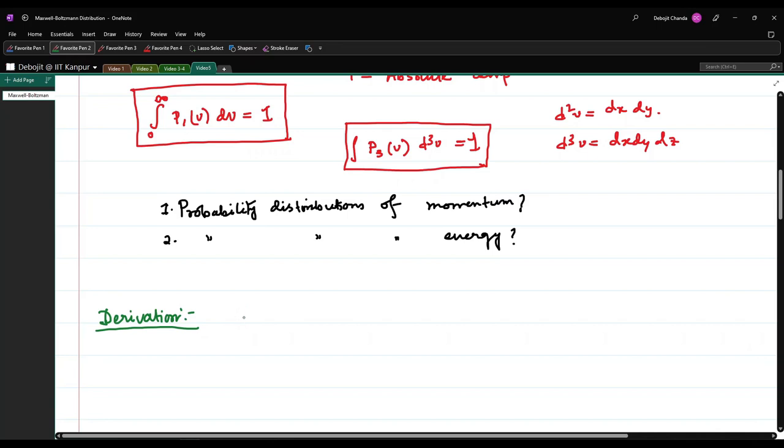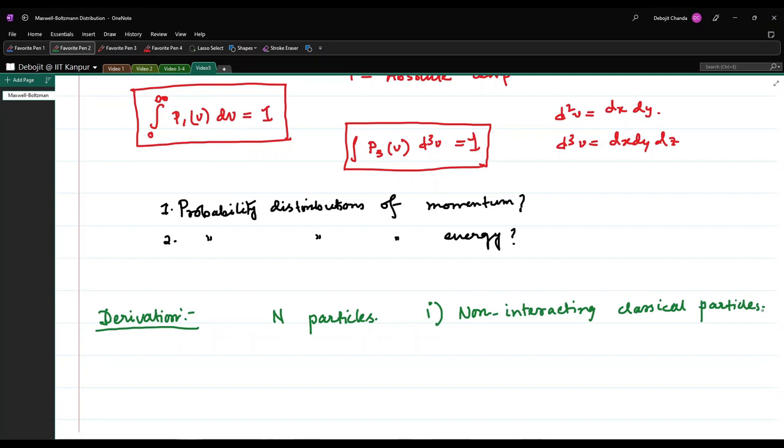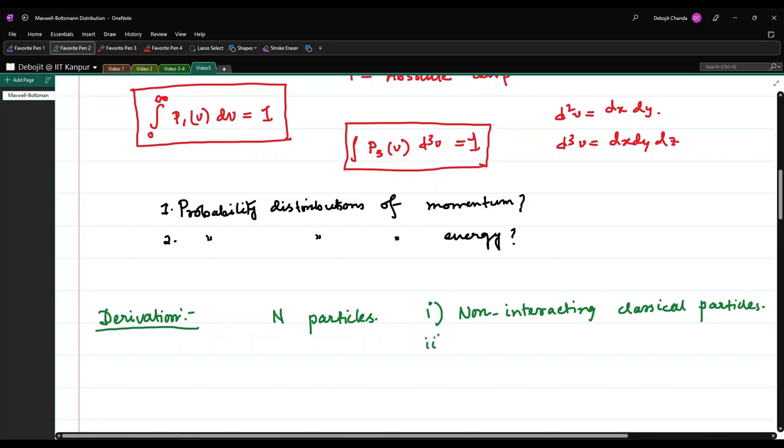Okay, so let us consider a system where we have n particles, and these particles are non-interacting classical particles, which means that each particle state can be considered independently and they are in thermal equilibrium at temperature T.